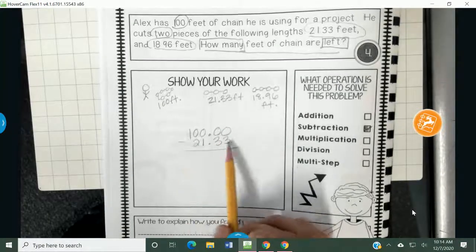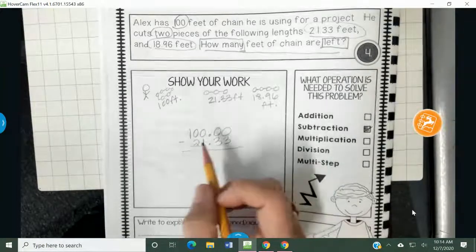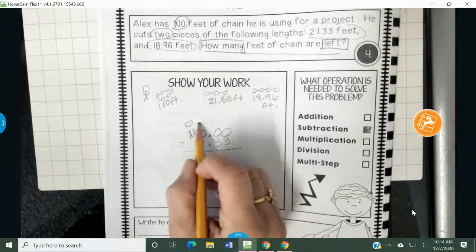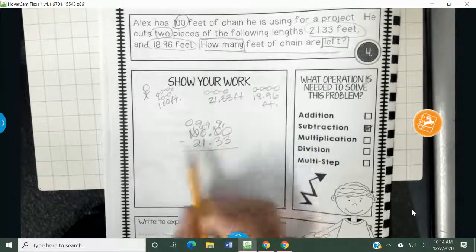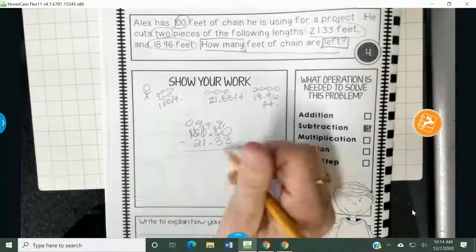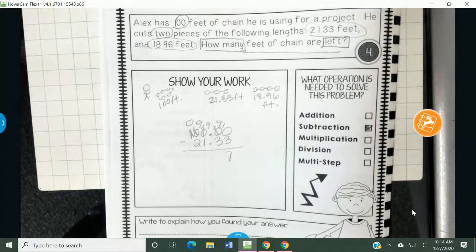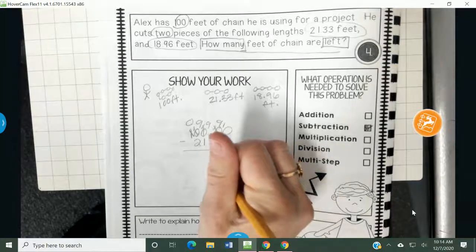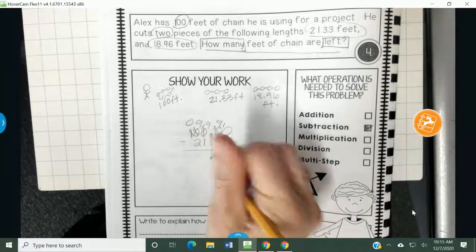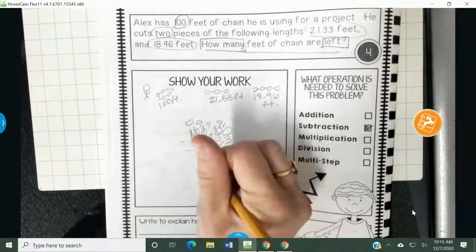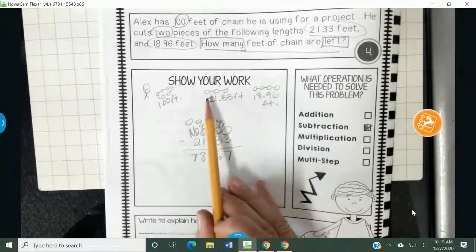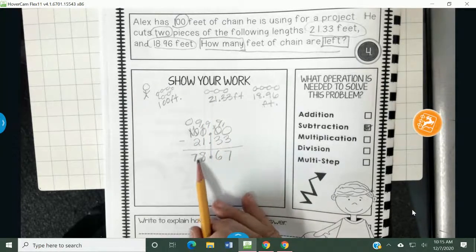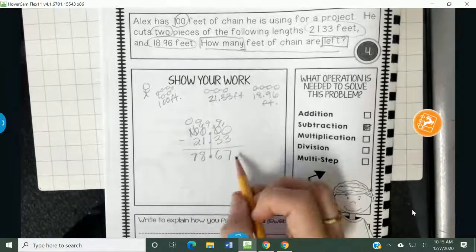0, I can't do 0 minus 3, so I need to come all the way over here and borrow. So this 1 becomes a 0, and I'm going to keep borrowing until I get all the way over here. So 10 take away 3 is 7. 9 take away 3 is 6. Bring down my decimal because it's right there, just comes straight down. 9 minus 1 is 8, and 9 minus 2 is 7. So after using this amount for the first piece of chain, I have 78.67 feet left.